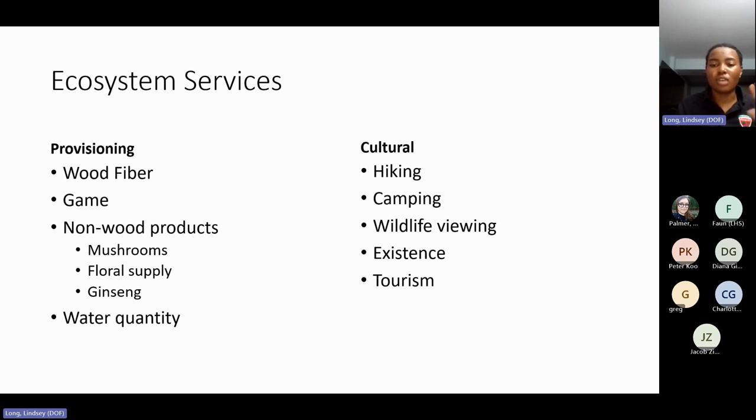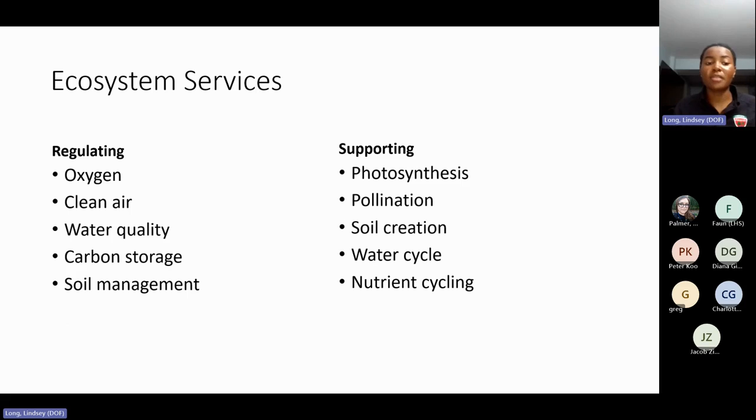Now on to the 2 other ones, regulating and supporting. So regulating is all of the things, how do I say this? I was trying to explain this to Jacob in a good way. So I practice. Okay, so supporting, I say, is usually all of the cycles or systems that then create all the other services.